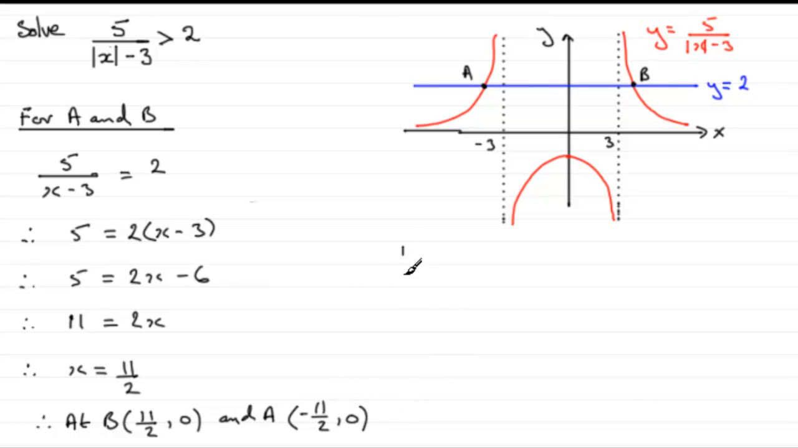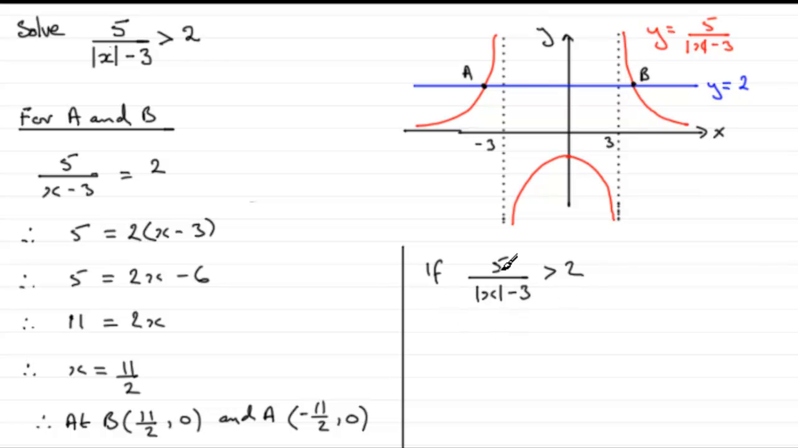So when it comes to solving this inequality now, we can see that if 5 over the mod of x minus 3 is greater than 2, as I said earlier, where is the red graph above the blue graph? And that's going to be for values of x between A and the asymptote here, and between the asymptote here and B. It's these branches of the red graph that we're interested in.